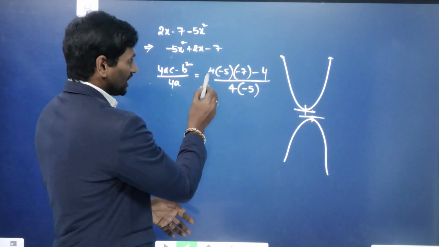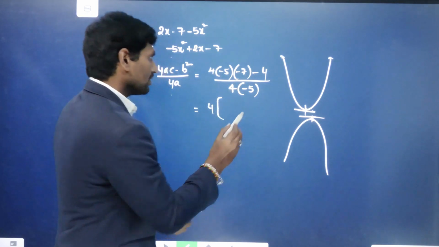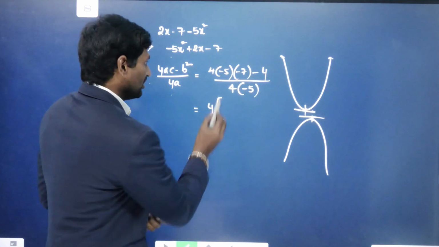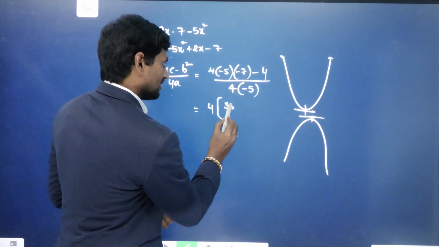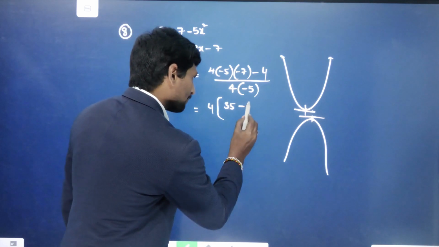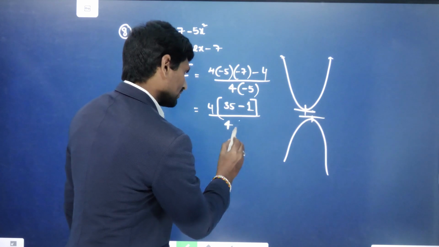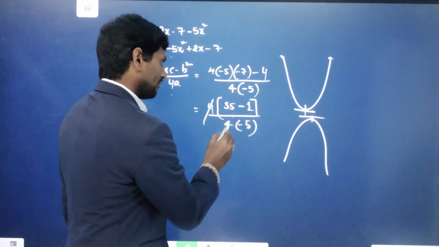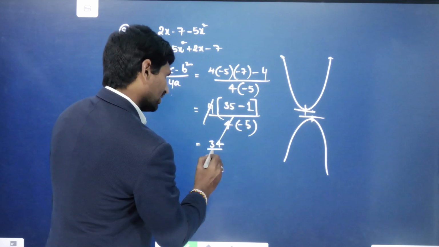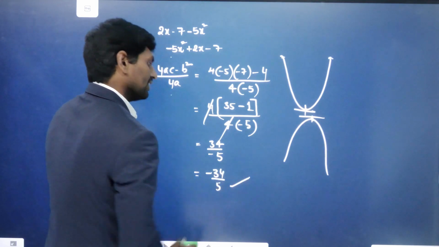Observing the numerator and denominator, all have the same number 4. In the numerator's 2 terms, 4 is a common number. 5 into 7 is 35. If you remove 4 here, only 1 remains, and the denominator is 4 into minus 5. Numerator 4 and denominator 4 cancel. 35 minus 1 is 34, so 34 by minus 5. In standard form, minus 34 by 5. This is our required answer.